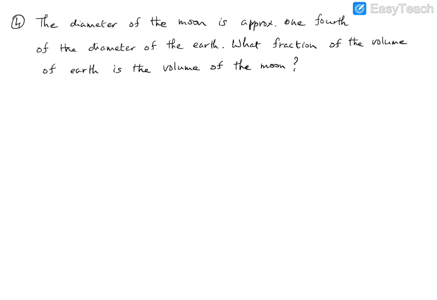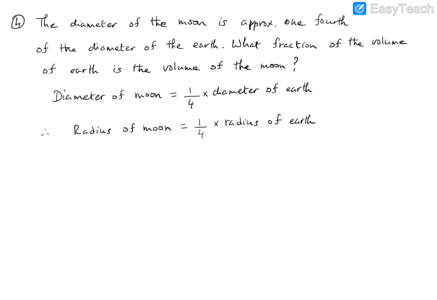Let us assume that the radius of the earth is r, and the radius of the moon in that case will be 1/4 of r. Because the diameter of the moon is given to be 1/4 of the diameter of the earth, it means that the radius of the moon will also be 1/4 of the radius of the earth. So let's write that down. The diameter of the moon is equal to 1/4 of the diameter of earth. Therefore the radius of the moon will also be 1/4 of the radius of earth, because radius is exactly half of the diameter, so we are dividing both sides by 2.